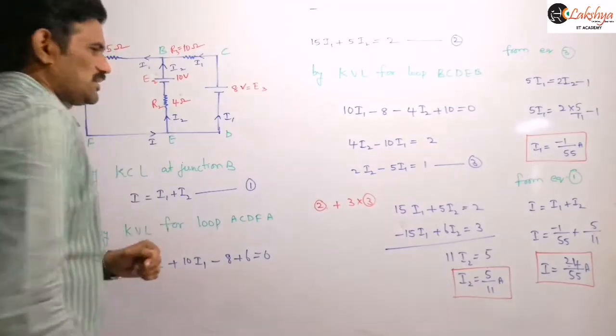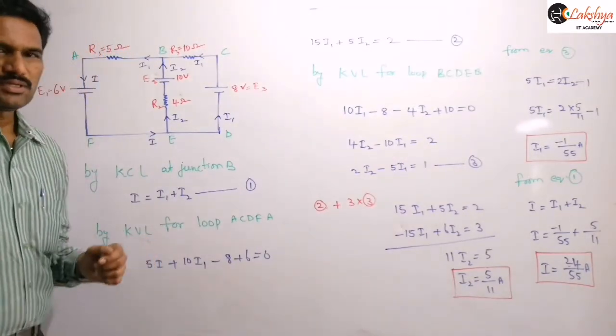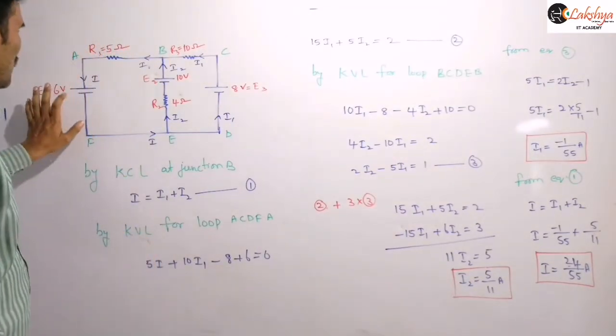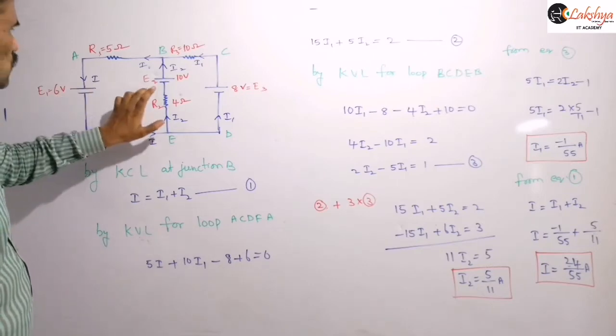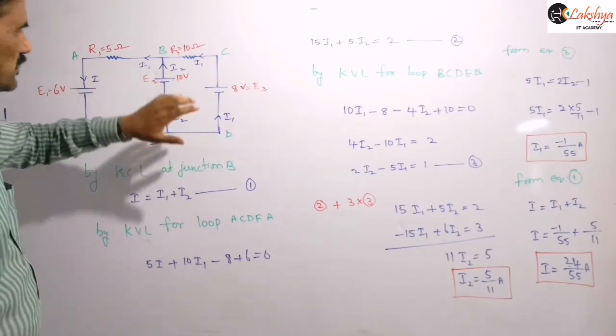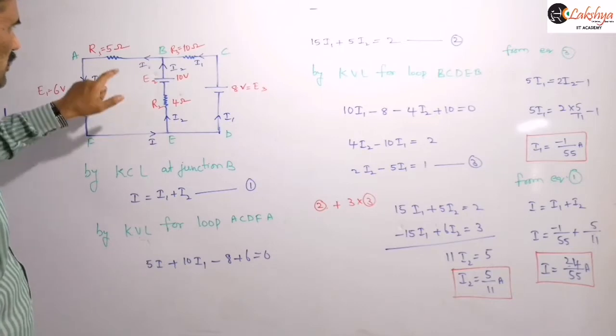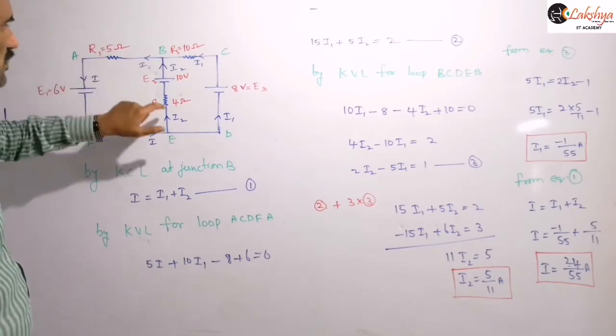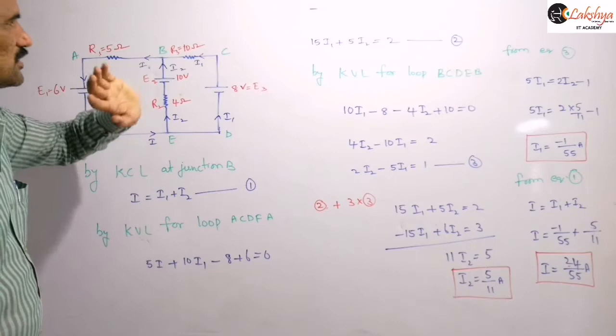Now let us take this circuit. In this circuit, these are the cells given: 6 volts, 10 volts, and this is 8 volts, and they are connected like this, with positive and negative terminals. This is the resistance R1, 5 ohms, this is R2, 4 ohms, and R3, 10 ohms, are connected here, right?